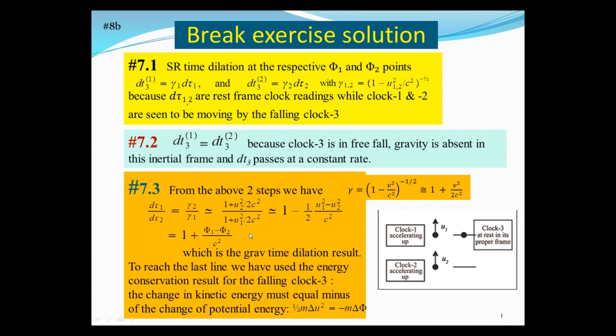But the velocity difference can be related to the gravitational potential difference simply by energy conservation for the falling clock 3, because the change in kinetic energy must equal the minus of the change in potential energy. So 1/2 change in velocity squared equals minus mass times the difference in gravitational potential. Of course, m cancels, so the velocity squared difference is given by the minus of the potential difference. And this is the result of gravitational time dilation. Okay.